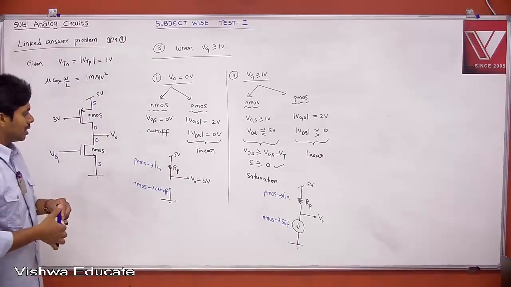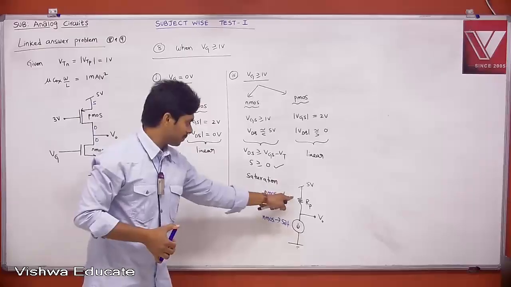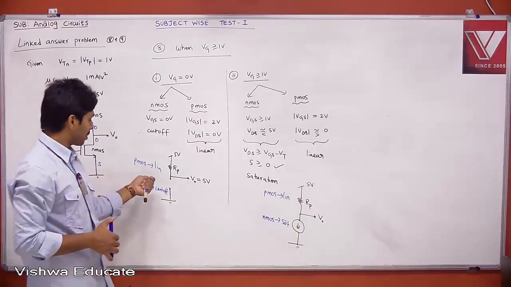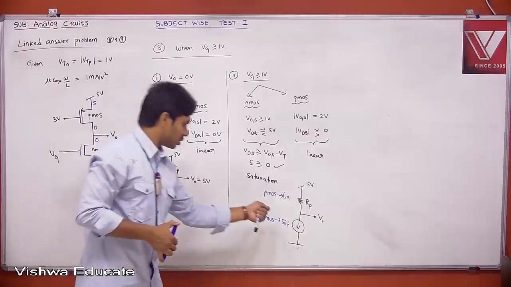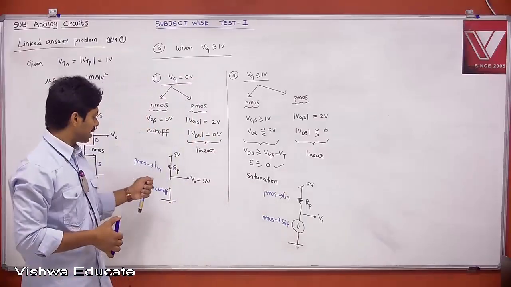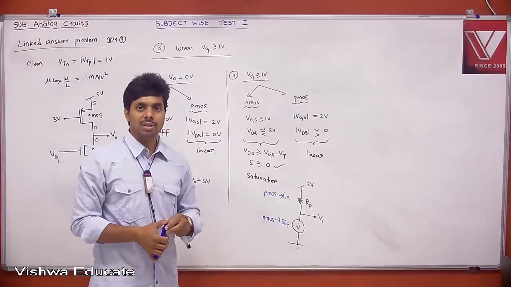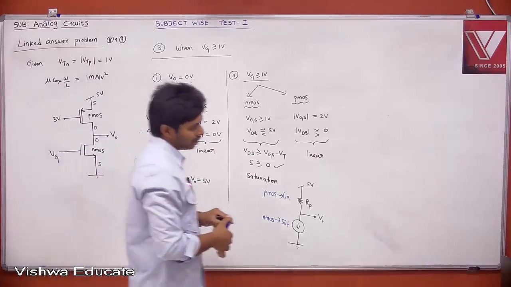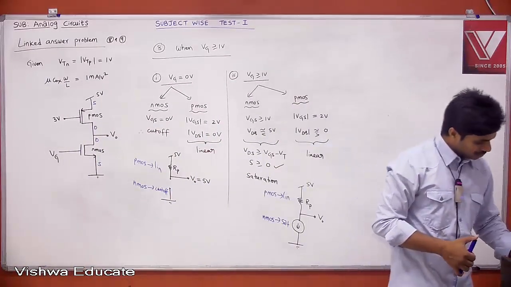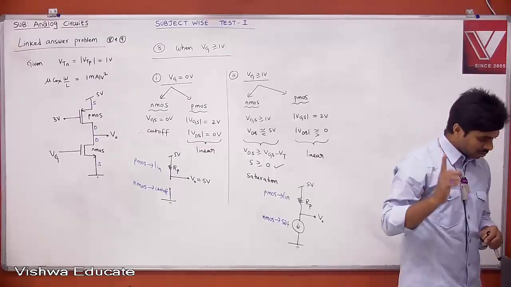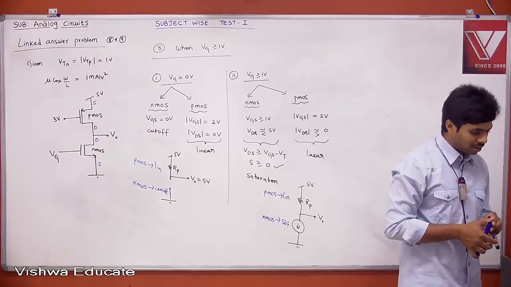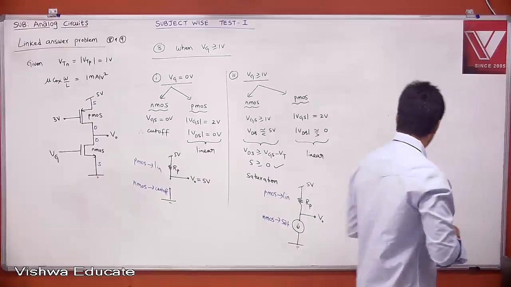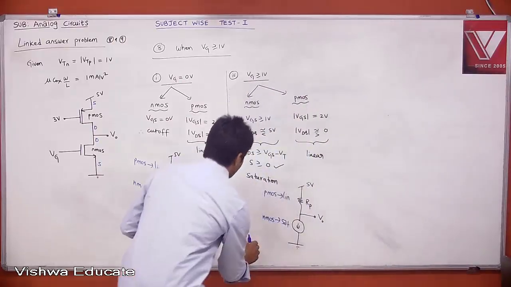Therefore, your PMOS region is not changing, even though you are increasing your VG beyond 1 volt. But your NMOS goes from cut off state to saturation state. Therefore, it directly enters from cut off to saturation. So what is the answer? Problem number 8. The answer is NMOS is in saturation and PMOS is in triode region, or linear region. Therefore, the answer is D.